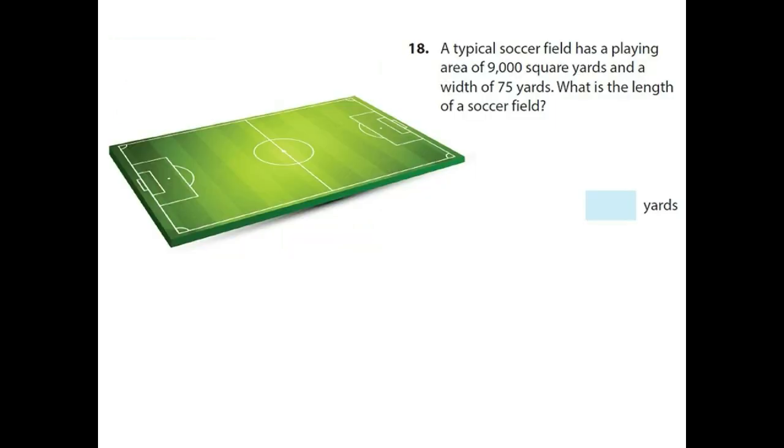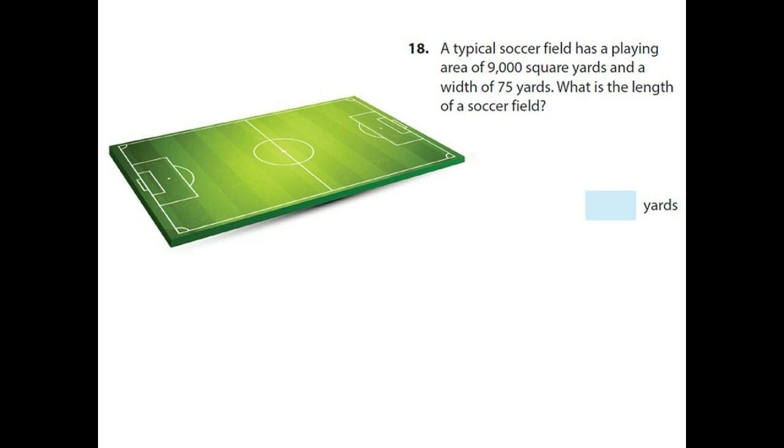Alright. Go ahead and read and solve number 18 and then we'll go over it. Alright, a typical soccer field has a playing area of 9,000 square yards and a width of 75 yards. What is the length of the soccer field? Well, I know that 75 times something is going to be 9,000, right? So I just need to take 9,000 and divide it by 75 to get my length.